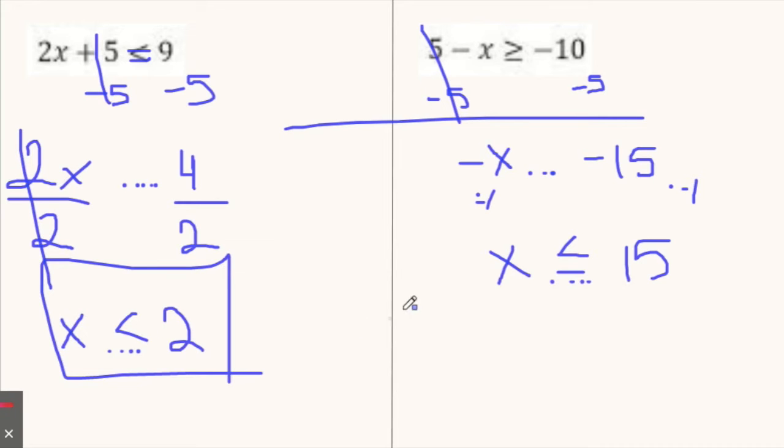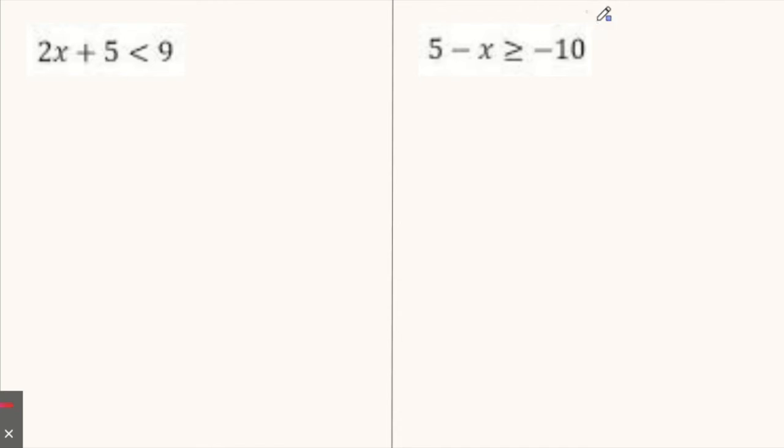Let's put a number in. So we solved this to be x is less than or equal to 15. But let's say we didn't flip the sign and we did it wrong. We would get this if we didn't follow the rule and just use the same sign. Now let's plug a number in for x. Let's say 2.